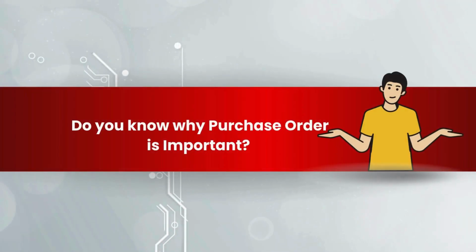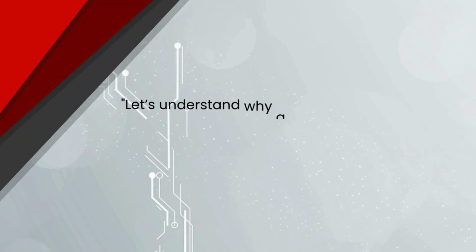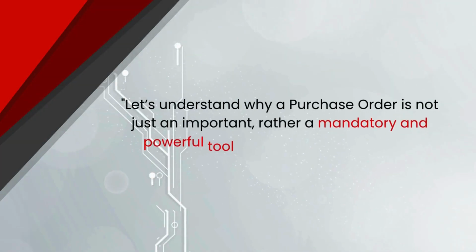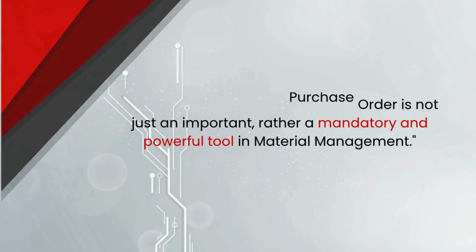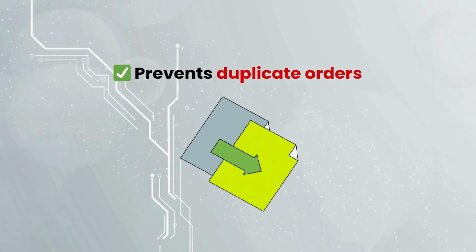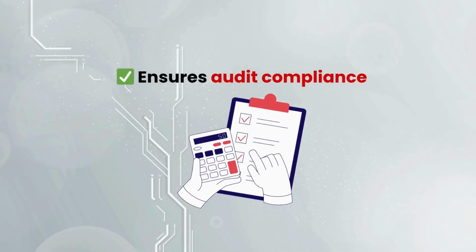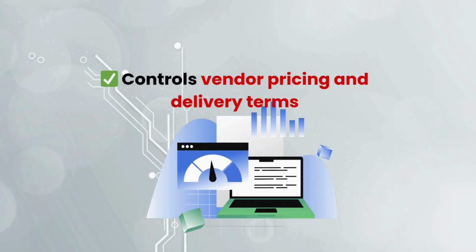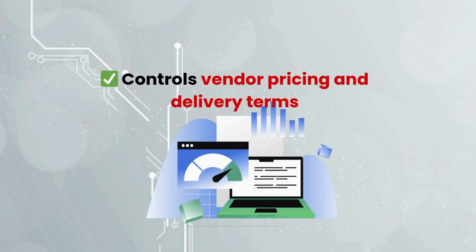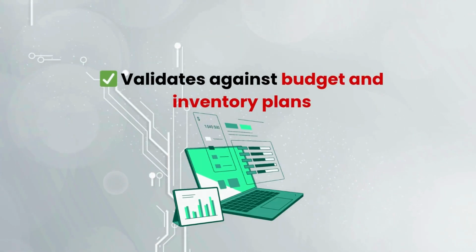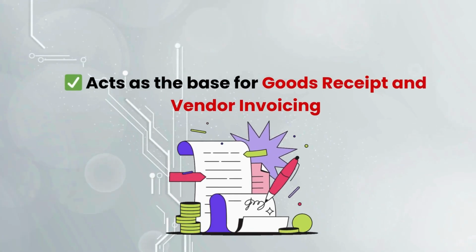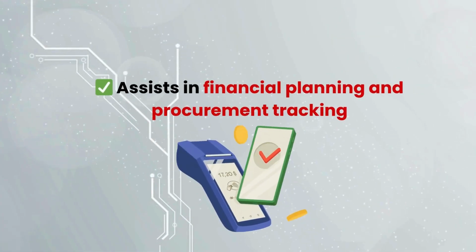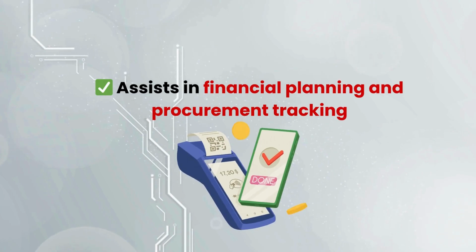Do you know why a purchase order is important? Let's understand why a purchase order is not just important, rather a mandatory and powerful tool in material management. It prevents duplicate orders, ensures audit compliance, controls vendor pricing and delivery terms, validates against budget and inventory plans, acts as the base for goods receipt and vendor invoicing, and assists in financial planning and procurement tracking.